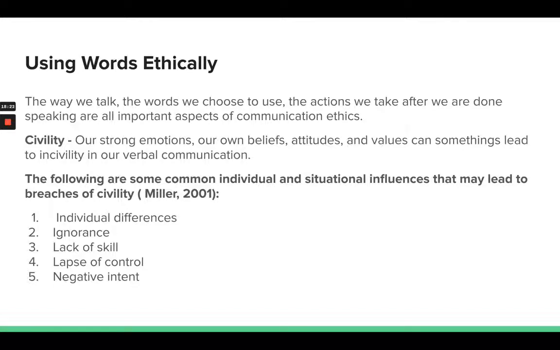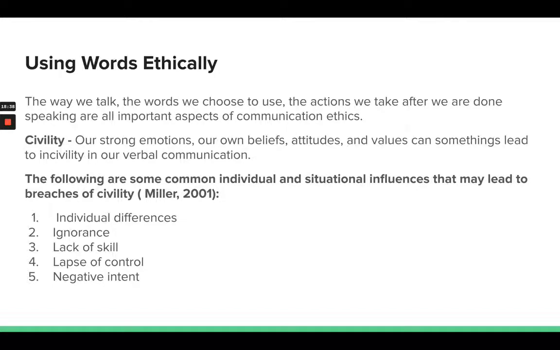The following are common individual and situational influences that may lead to breaches of civility. So individual differences that definitely can lead to breaches in civility. Ignorance. I feel like all of us have talked to someone that made us feel like we're beating our head on the wall.